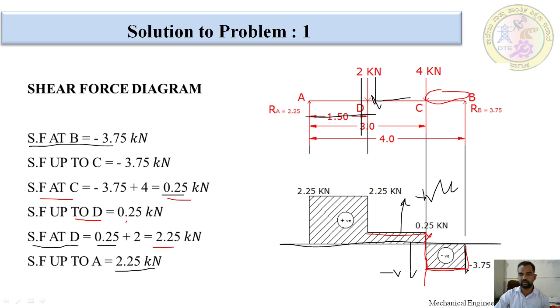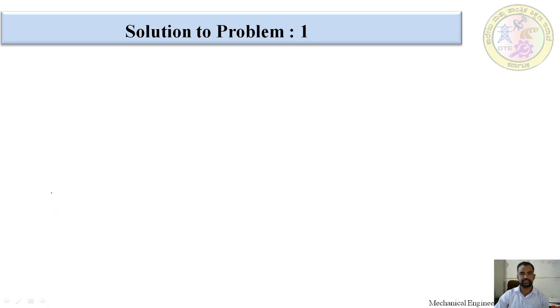2.25 means it is more than 0.25. For that reason, we mark it here and join it with this. There is no load between these two points, so we draw a horizontal line and join it. This is the positive shear force diagram, and this is the negative shear force diagram. This completes the shear force diagram.